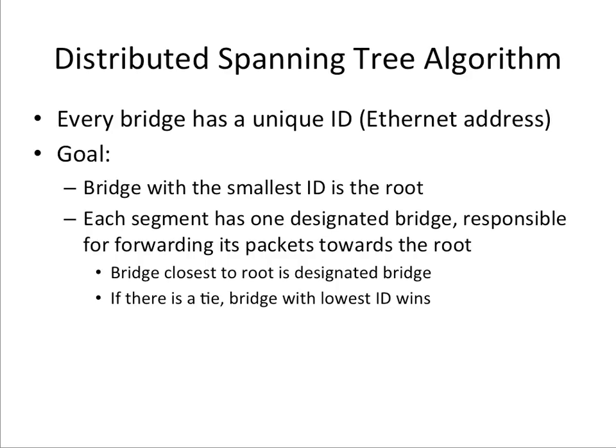So what's the goal? We want the bridge with the smallest ID to be the root. The root of the tree is the node at the top that connects all of the branches, right? And why the smallest ID?